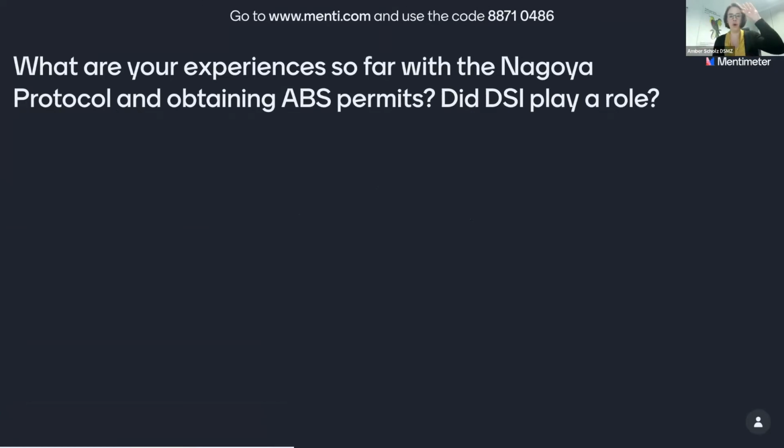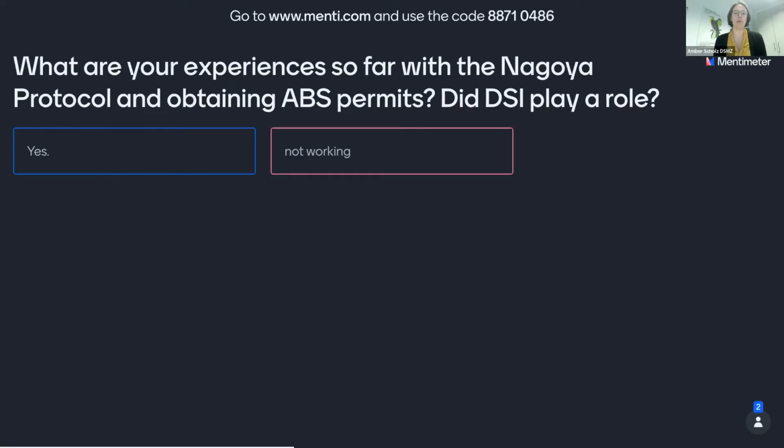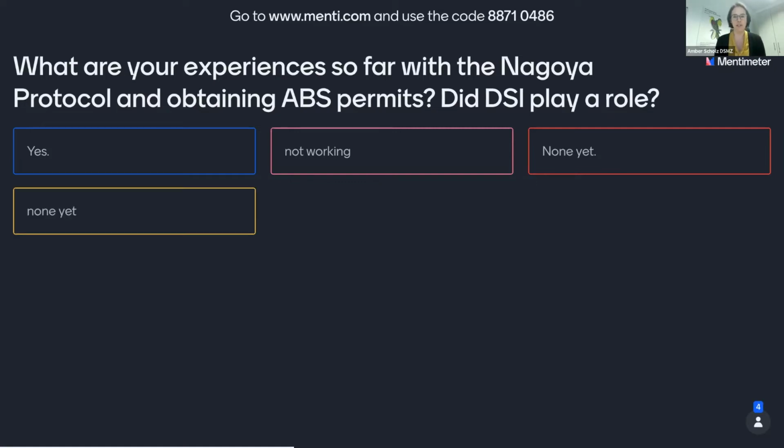So the question for you all today is, what are your experiences so far with the Nagoya Protocol and obtaining access and benefit sharing permits? So almost back to where Jörg started us off, talking about the Nagoya Protocol. Has it been working? Have you had experiences? And did sequence data play a role in this? So you can see this is a free text answer. You can answer, have you had experience with the Nagoya Protocol? And you can put a couple of words in here too. That should give you the option there.